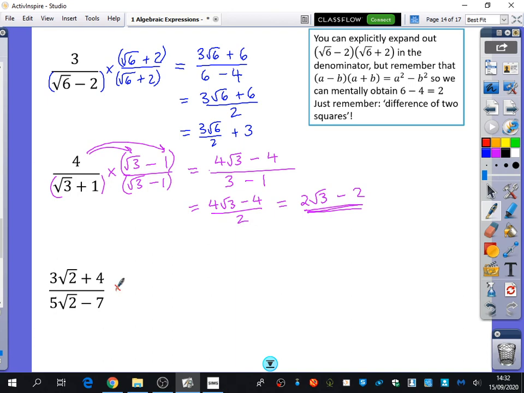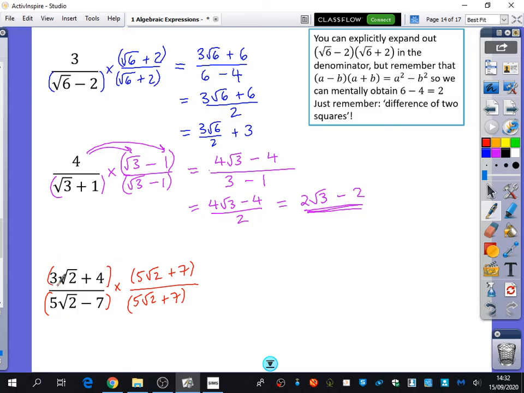So we've got one more here before you guys are going to do a couple of them as practice. So we've got 5 root 2 minus 7. Hamza, what am I going to multiply the top and bottom by for this one? 5 root 2 plus 7. Good. 5 root 2 plus 7 all over 5 root 2 plus 7. I'll add in some brackets.